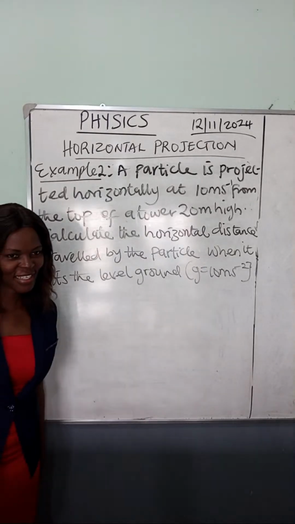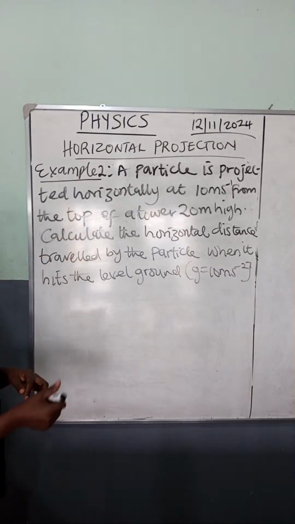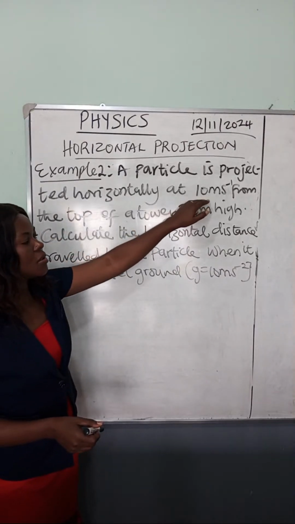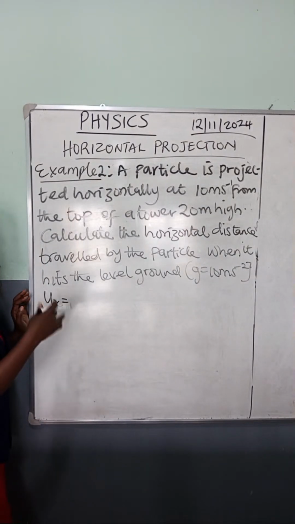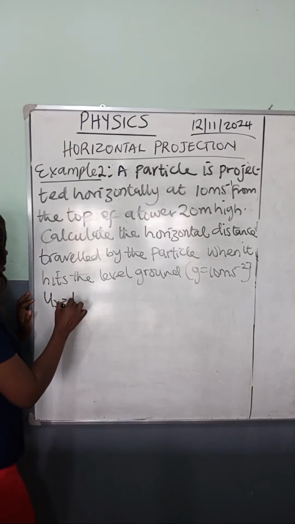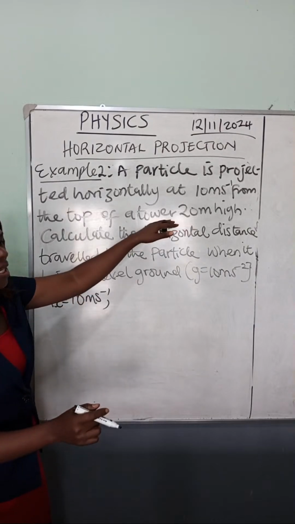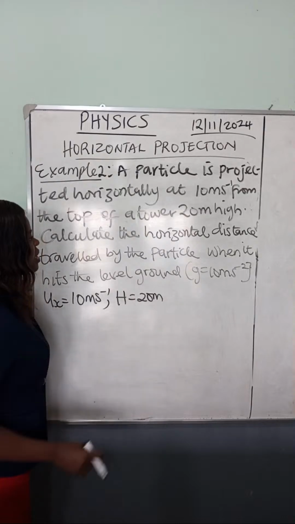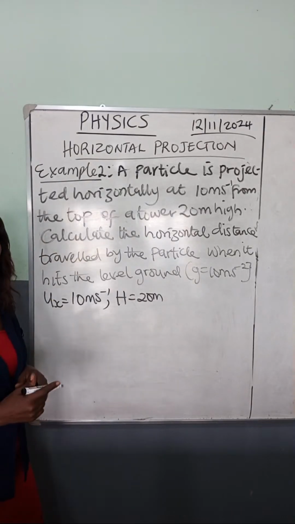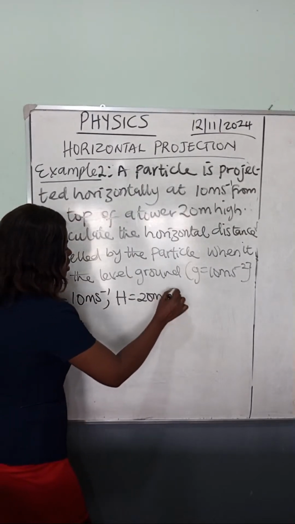G equals what? 10 meters per second squared. Okay, so let us set our parameters. These are horizontal velocity, which is ux. You can still keep it as u, it's still fine. It's given as 10 meters per second. What again is given? The height is given as 20 meters. What are we looking for? Range, which is the horizontal distance. So we're looking for what? Range.